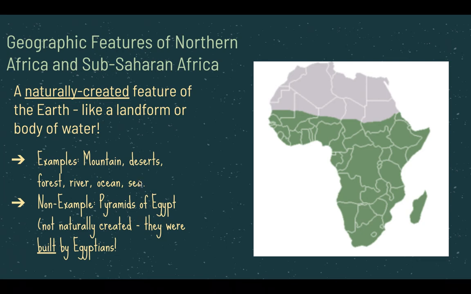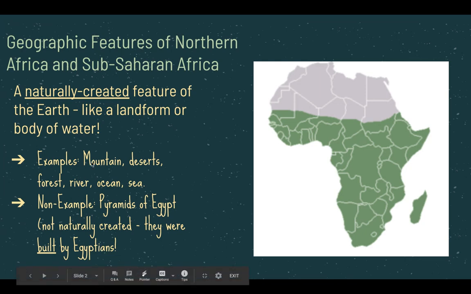Now, for this definition of geographic features, this naturally created part is super important because some students often get confused and say that the pyramids of Egypt, for example, are a geographic feature. That is, of course, not the case. Pyramids of Egypt are a non-example of a geographic feature. They are not a geographic feature because they were not naturally created. They were built by the Egyptians.